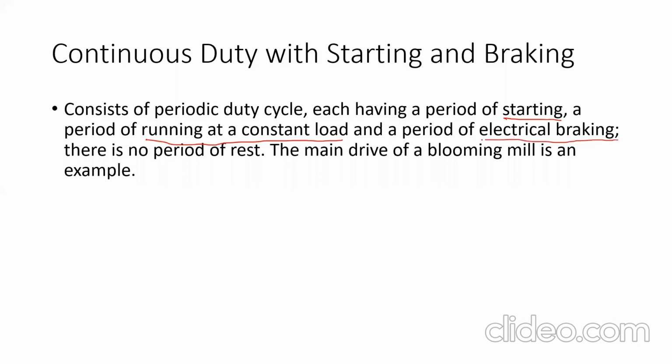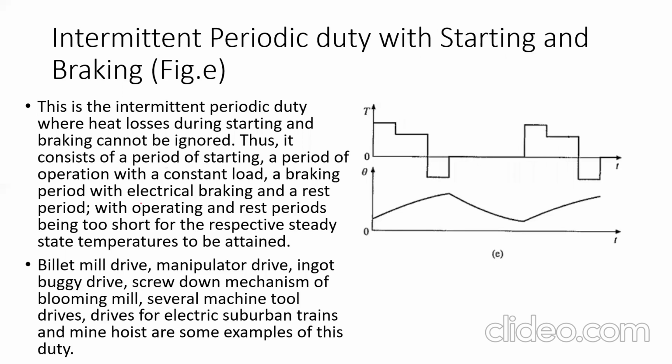As I said in previous lectures, when there is mechanical braking we can ignore the braking, but if electrical braking is employed, we have to consider that part also, because in braking too the magnitude of current is high, and so the temperature rise will be high. So its curve will be like this. It is like intermittent periodic duty with starting and braking, the same curve, but this part will not be there.